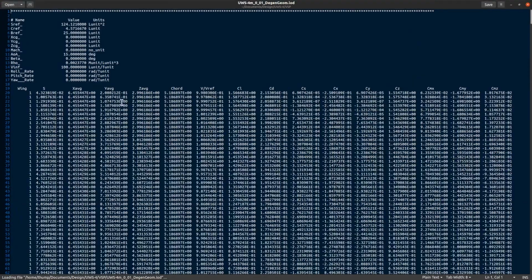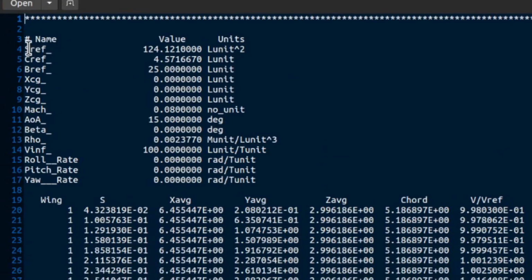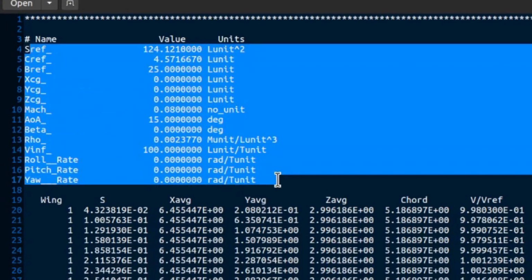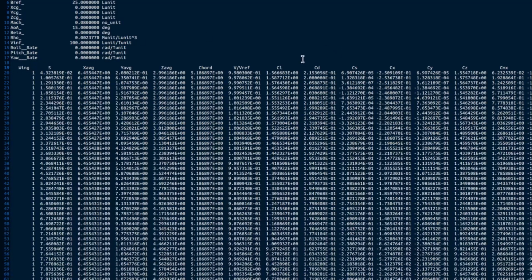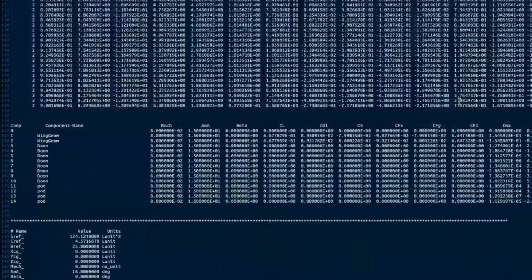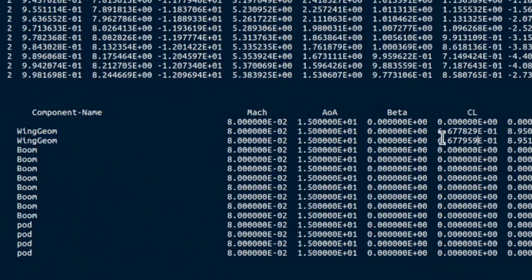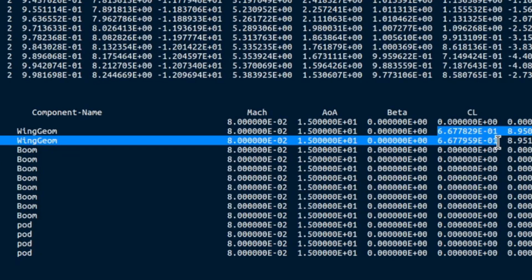So here's what it looks like in a text editor. All the setup information is right up in here. Calculations at various places along the span of the wing are all these columns here. And then down here at the bottom, what we're really looking at now is these two lines called wing geometry, and right here where you see coefficient of lift. That's what we're interested in right now.